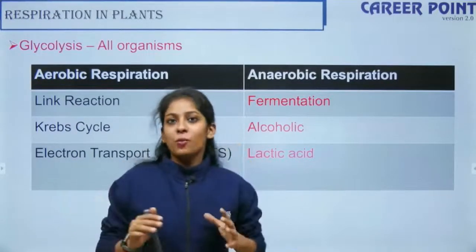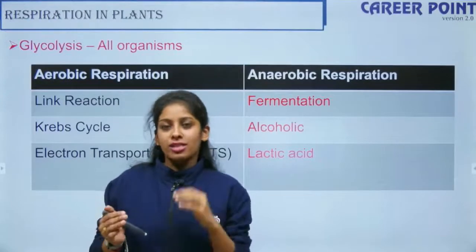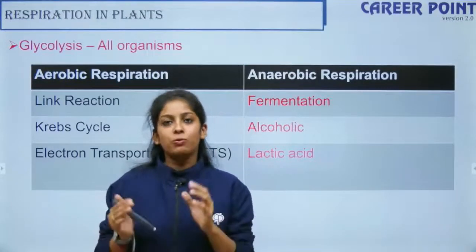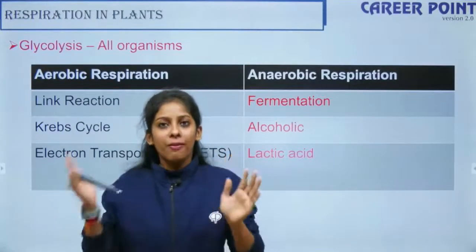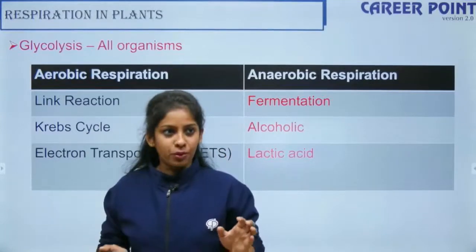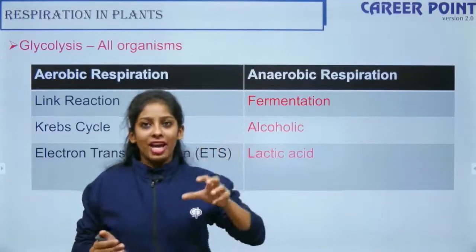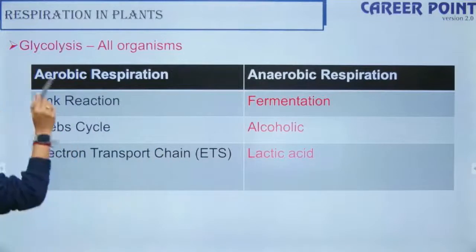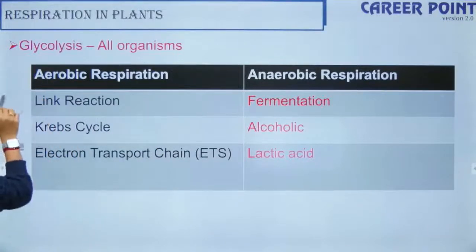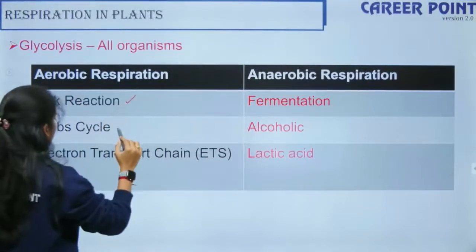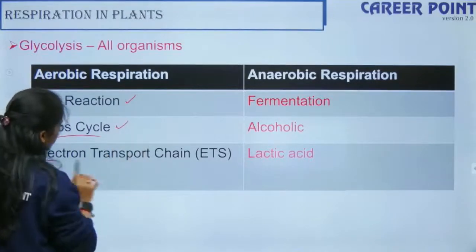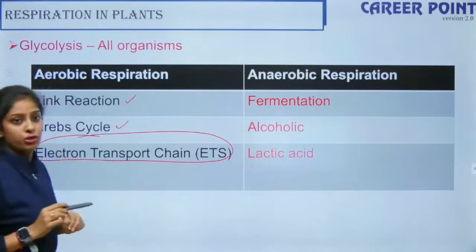If it's an aerobic organism, after glycolysis it undergoes a link reaction, which links glycolysis and the next step, the Krebs cycle. So it is glycolysis, link reaction, Krebs cycle and your ETC for aerobic respiration. We have already done the link reaction and Krebs cycle, so what is remaining is only the electron transport chain.